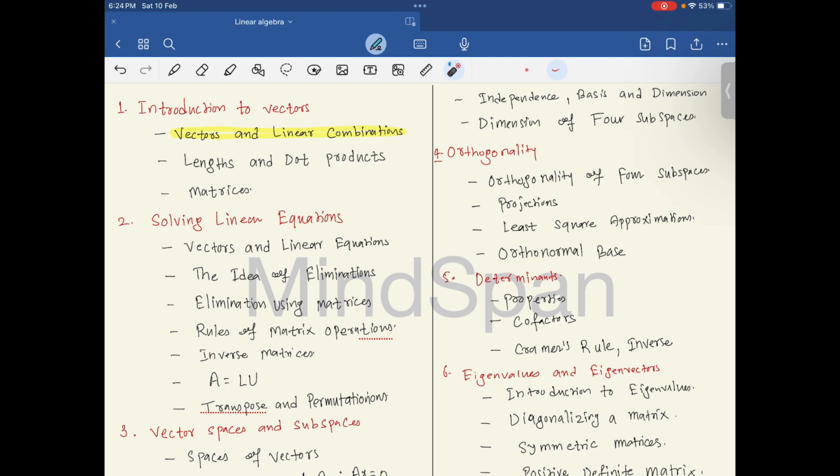Welcome. We are in the topic introduction to vectors, and in the last three videos we covered vectors and linear combinations. Apart from the theory, we have also covered questions, a homework problem, and the homework solution. So if you haven't checked it out, I would recommend you look at this first chapter, first subtopic, that I have already covered.